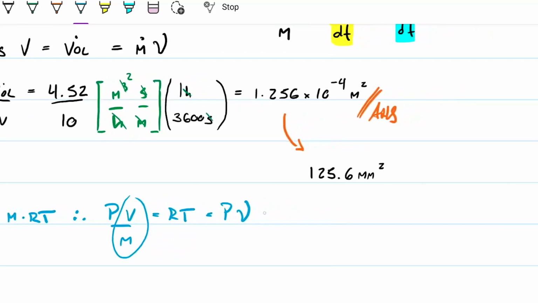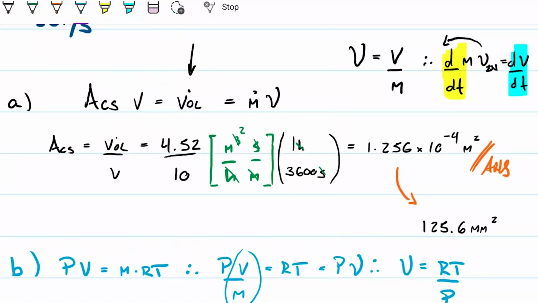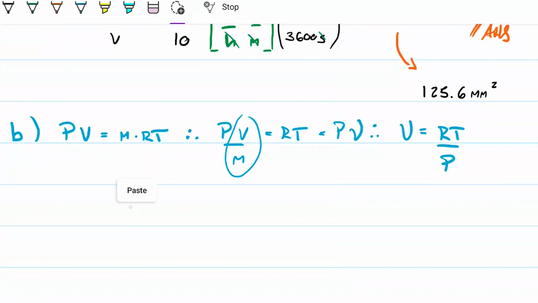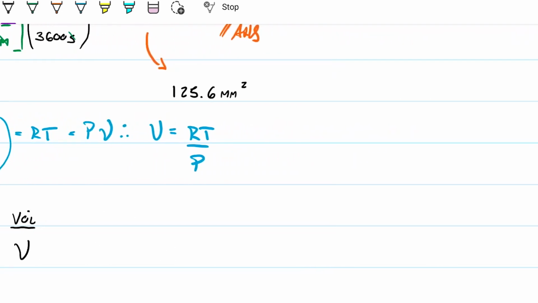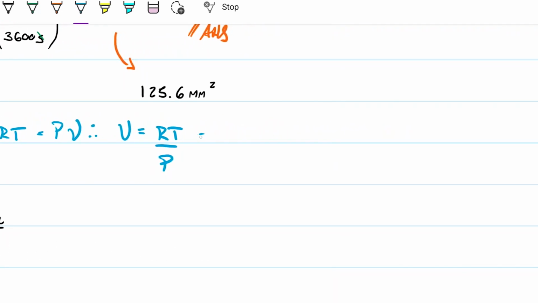So if I want to find a specific volume, which is what I'm after here, I can just do R divided by T times T divided by pressure. Why would I want that? Well, because then, as we noted here, I'm able to calculate the mass flow rate by relating the volumetric flow rate and dividing that by the specific volume. So over here, what I need to do is place the R and the T.